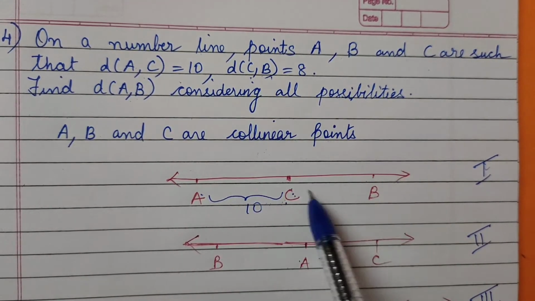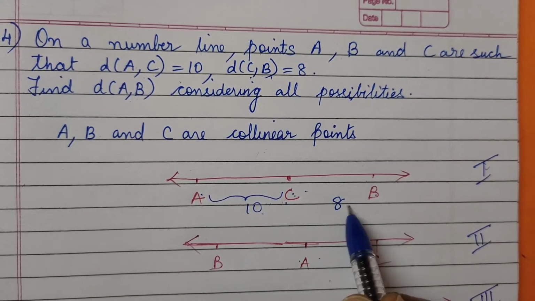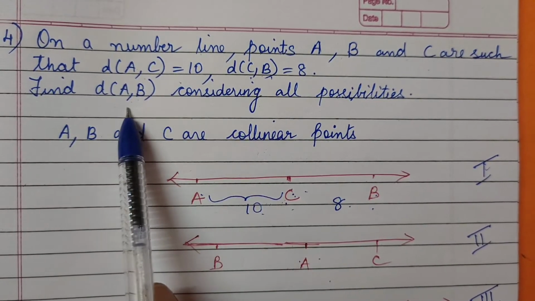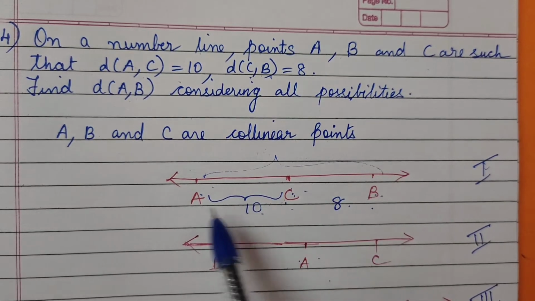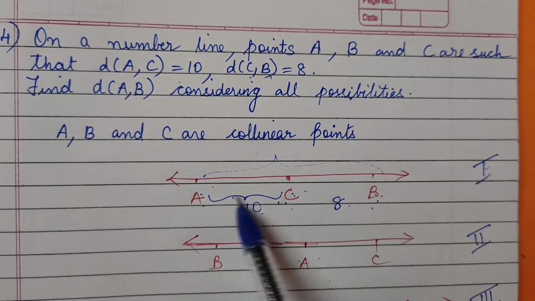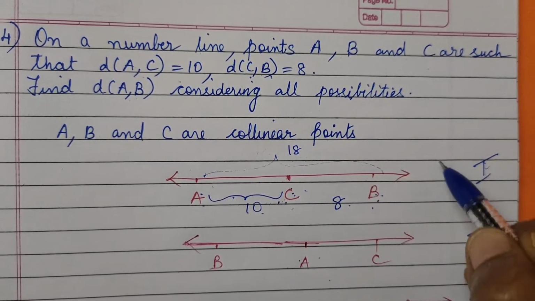And distance of CB is 8. Okay. So what to find out? AB. How much will be AB? You tell me. You can directly tell. AB is what? Equal to distance of AC plus CB. That means 18 you will get. So this condition we got.